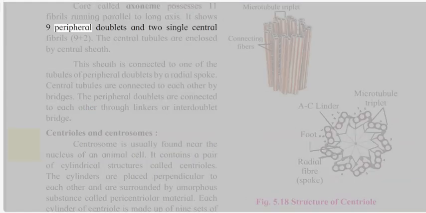It shows 9 peripheral doublets and 2 single central fibrils, 9 plus 2. The central tubules are enclosed by central sheath. This sheath is connected to one of the tubules of peripheral doublets by a radial spoke. Central tubules are connected to each other by bridges. The peripheral doublets are connected to each other through linkers or interdoublet bridge.